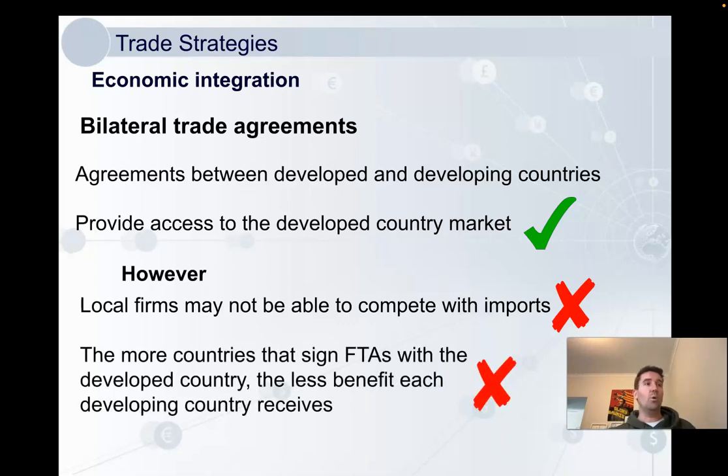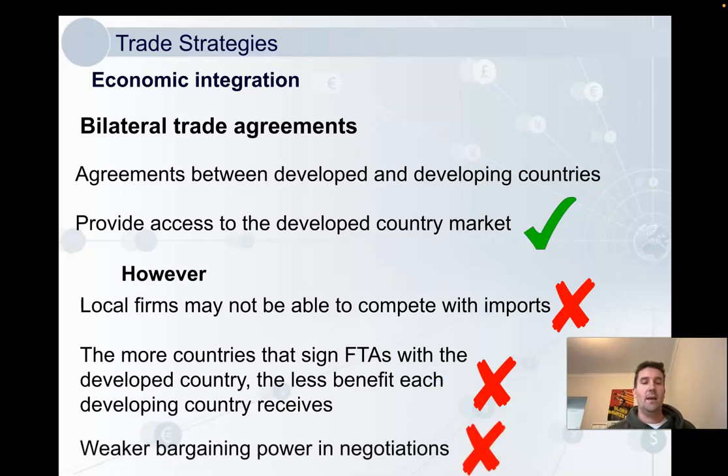And what also happens is it sounds like a decent deal if it's just one country with one country. But the more countries that sign FTAs with the developed country, let's say the US, the less benefit each developing country receives, because they're less likely to buy exports from that one country because there's all these other countries to buy exports from. And they tend to have weaker bargaining power. I spoke about that just before.